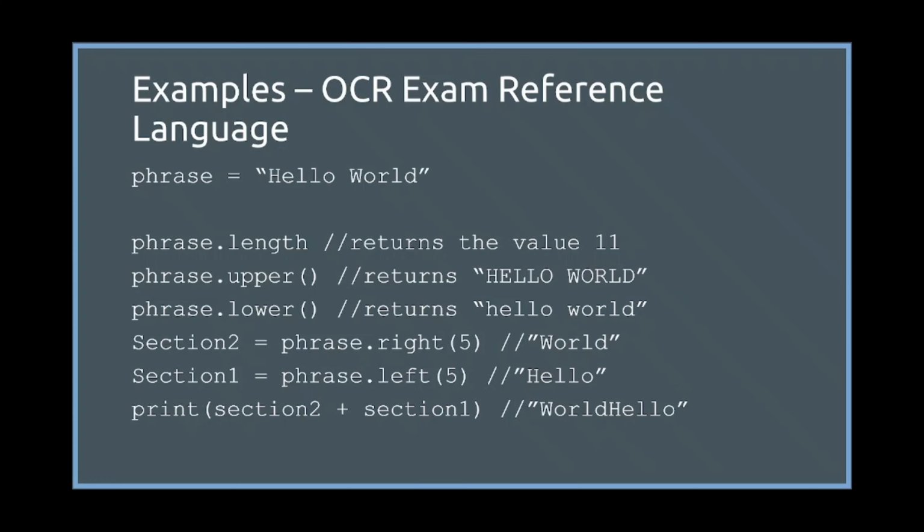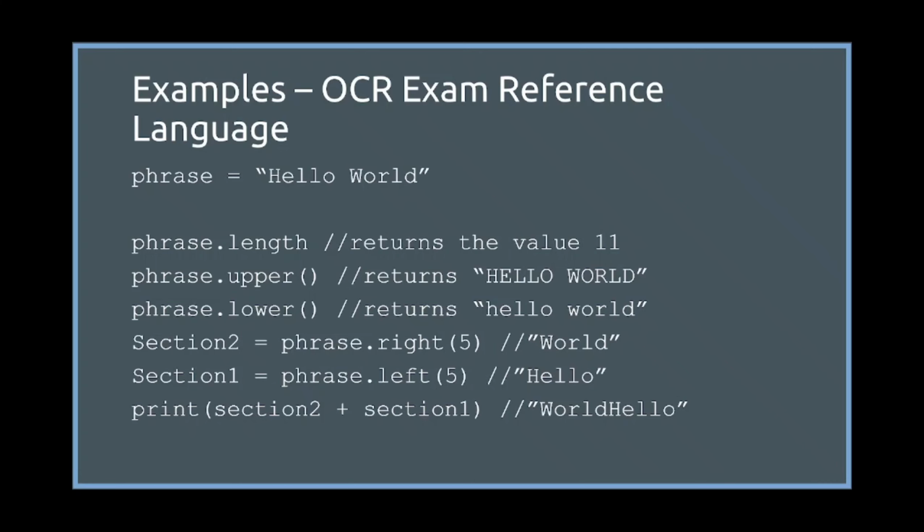So we can see here, the first thing, phrase.length, returns the value 11. It's an integer of how many characters are in that string. This also includes white space. So white space is anything like actual spaces, return characters, etc.